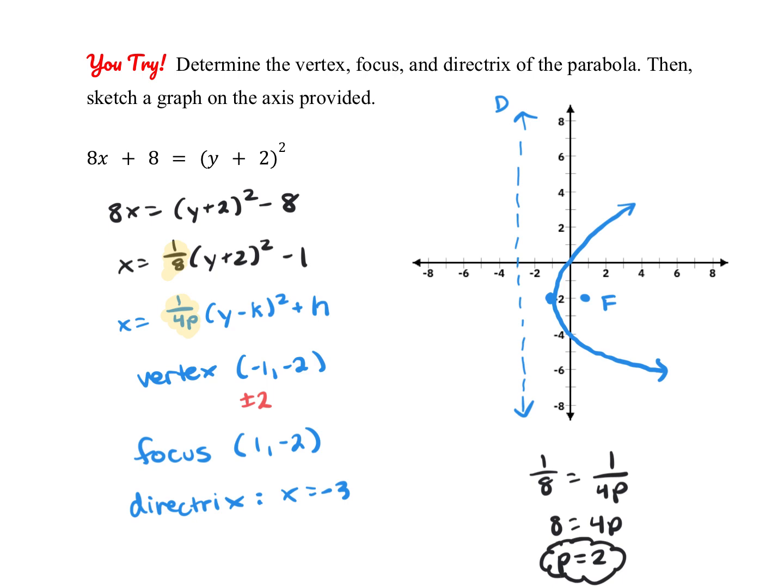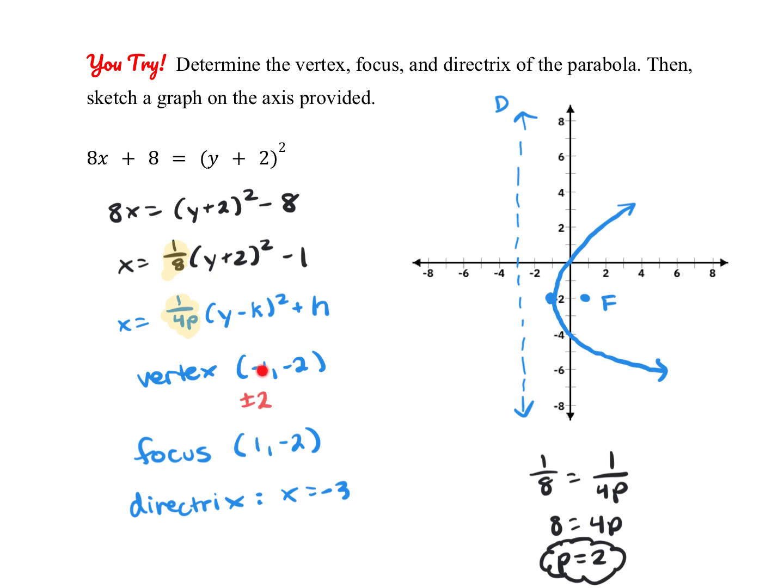All right, go ahead and check your work here. First, check that you were able to get it into this general form. Remember, when you're dividing by 8, you need to divide this negative 8 by 8 as well. So you can see that this graph is going to open to the right because y is being squared and this value is positive. Then we can also find that our p-value is 2, meaning I would go 2 units to the right for my focus.